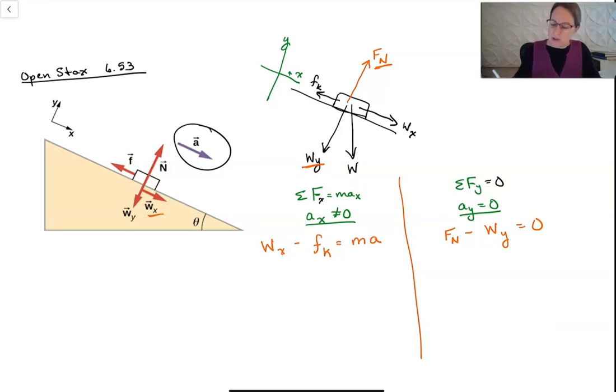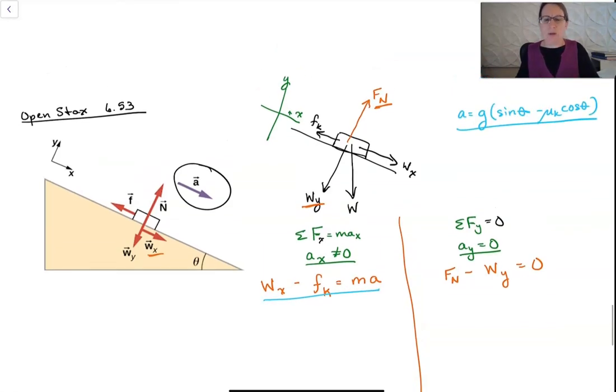But what this problem actually asks us to show is that the acceleration is equal to g sine theta minus mu sub k cosine theta. So we have a little ways to get from here up to there. We need to go from this expression we have down here to the one we're asked to prove. The problem statement says show this, and so we're going to do some work to get that set up.